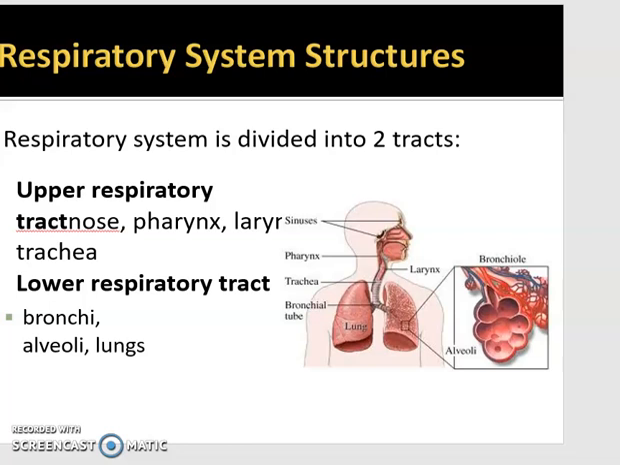Really, all you need to know from this slide is that the respiratory system is divided into two tracts. We have an upper respiratory tract, and that includes the nose, the pharynx, the larynx, and the trachea, and the lower respiratory tract, which includes the bronchi, alveoli, and lungs. We're going to get to all those words, so you'll get a chance to work with those today.